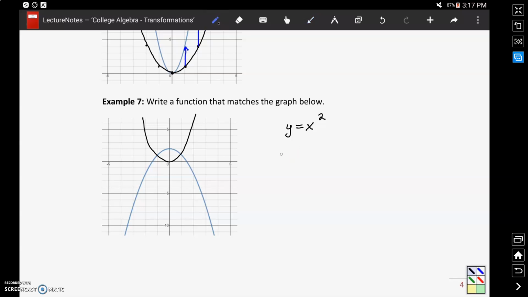So we'll start off by applying that shift down, which would give us y equals x squared minus 2. And then what we would want would be f of x is equal to the opposite of that function in order to give us that reflection about the x-axis. So distributing through, we would have f of x is equal to negative x squared plus 2.